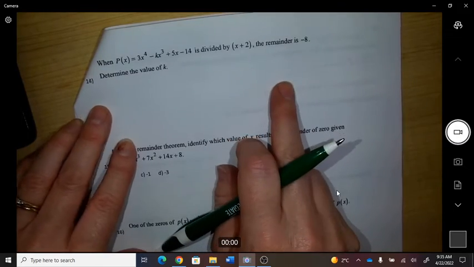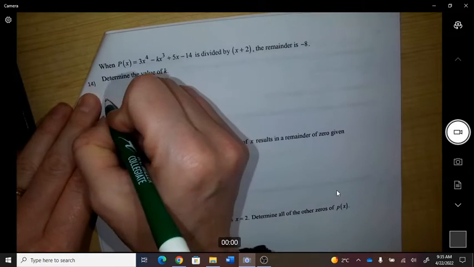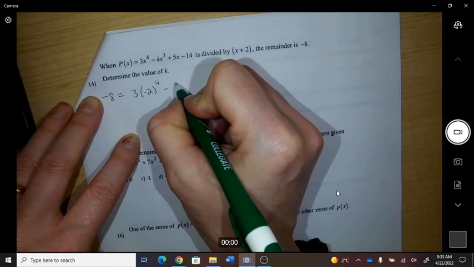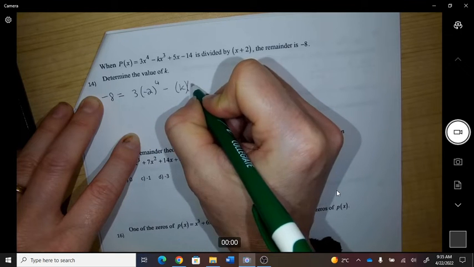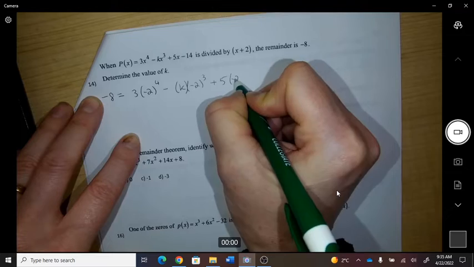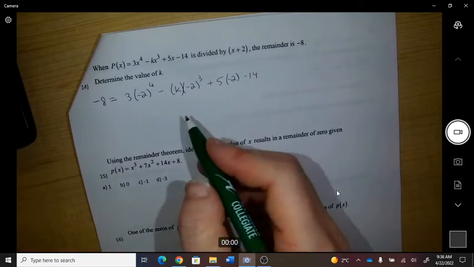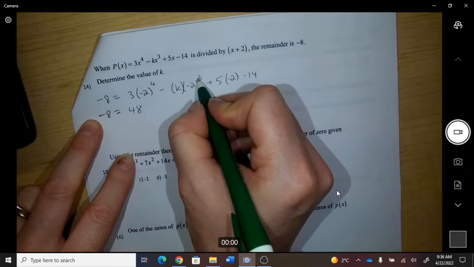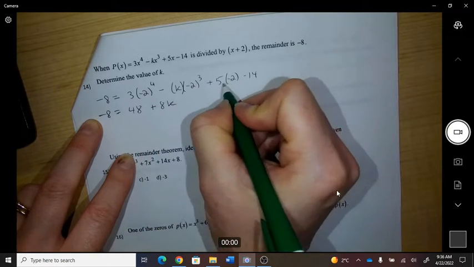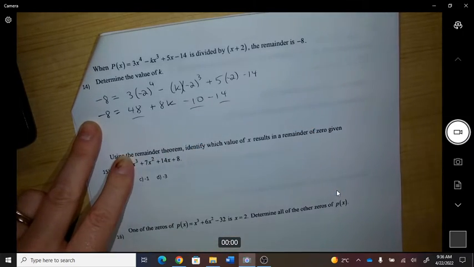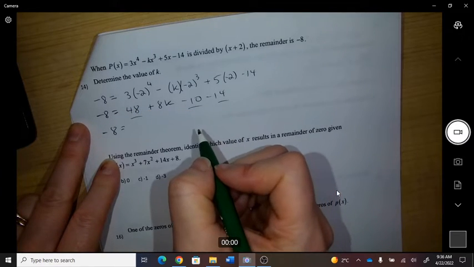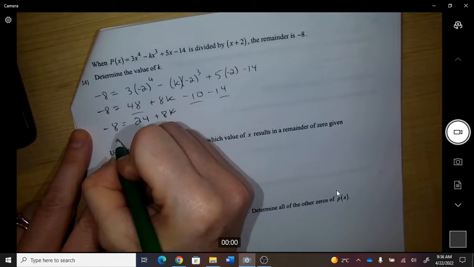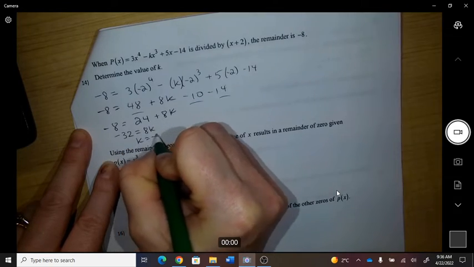Okay, determine the value of k. So we could do this algebraically or synthetic division. So algebra would be the remainder is 8 when you would input a negative 2. So I'm going to simplify all these number values here. So that's a 48. This would be negative 8 and then a negative, so plus 8k minus 10 minus 14. I'm going to put those three numbers together. So that would be 24. Moving the 24 over makes negative 32. So k equals negative 4.